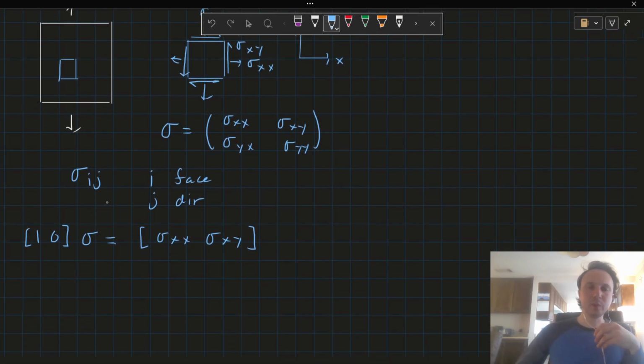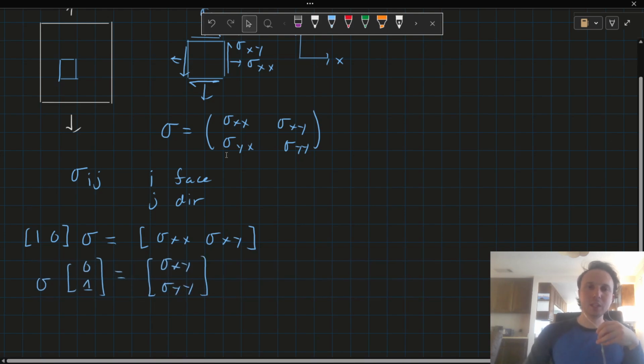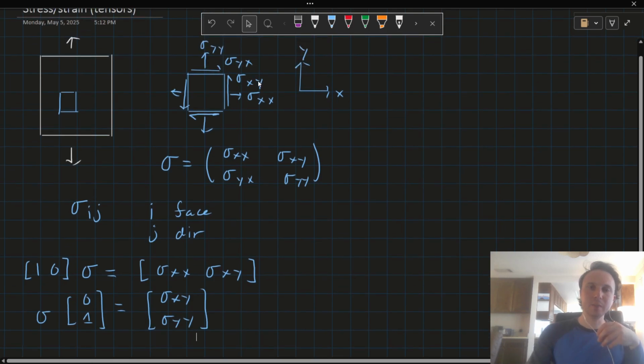And the same way, if we wanted to pull out the forces in the y direction, rather, we'll multiply it from the right to get the forces in the y direction. So say I'll multiply it by 0, 1. So what that's going to get us is a column vector this time, sigma xy and sigma yy. So this is the force on the x face in the y direction here, and the force on the y face in the y direction up here.